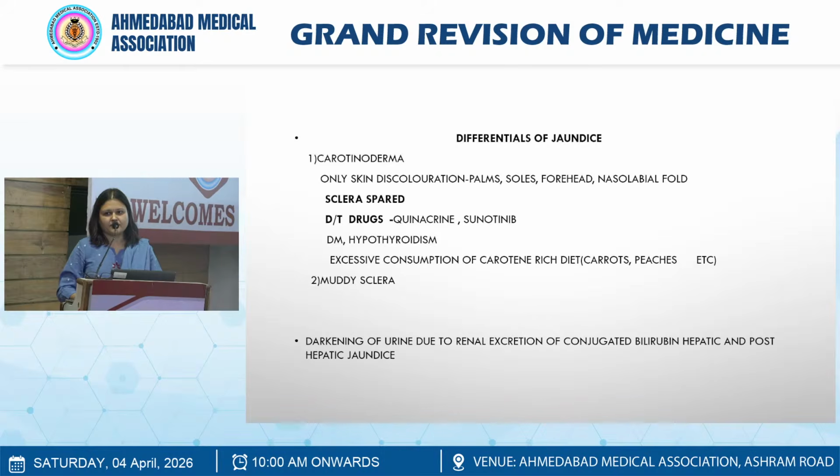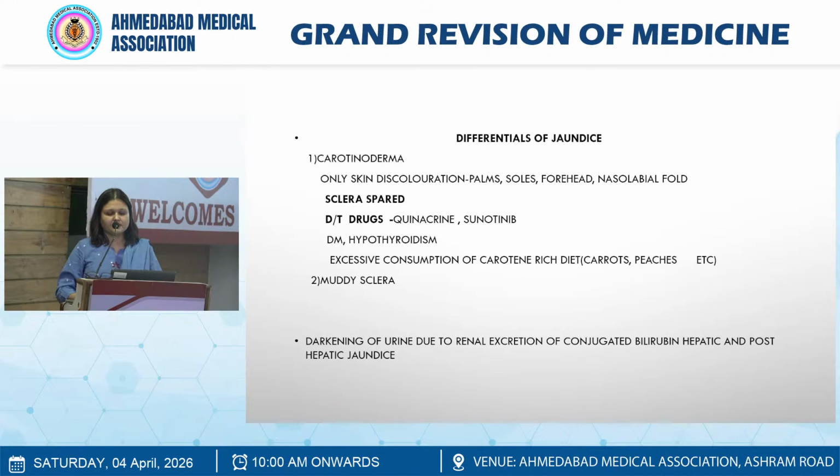The second differential is muddy sclera. So what is muddy sclera? It appears only in the exposed part of the sclera, okay, and it is because of aging. It is because of degeneration of tissue. So that is why, when we examine jaundice, we look at the unexposed part of the sclera. Okay, we will go into detail later.